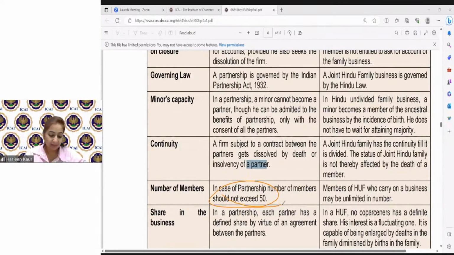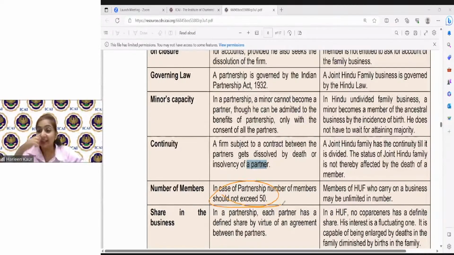Thank you, Srinati. HUF, no, that's great. Minor, good. Karta is the leader, that's great. Very good. 50 partners is the correct answer.